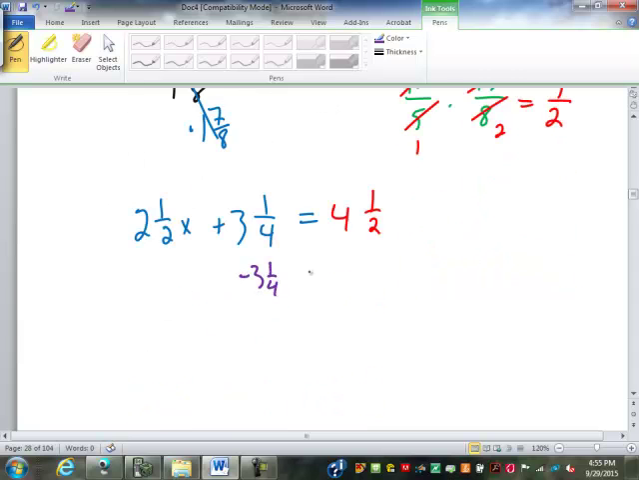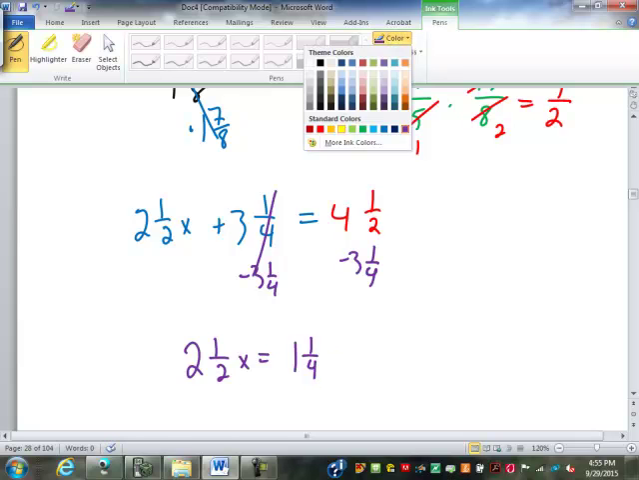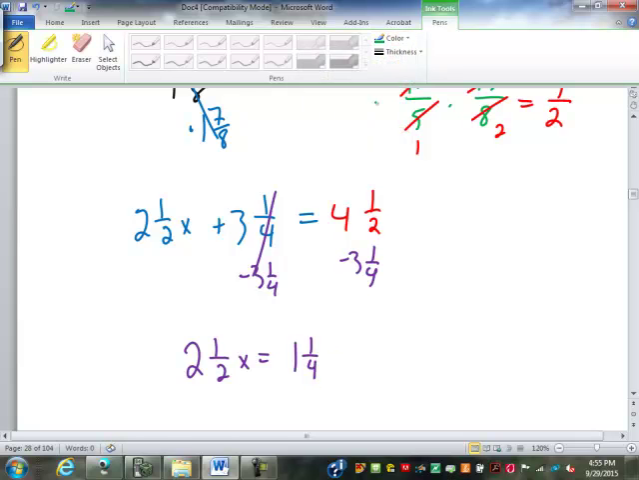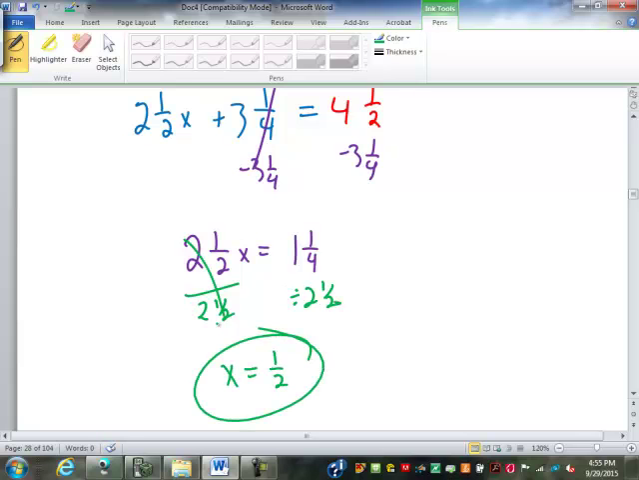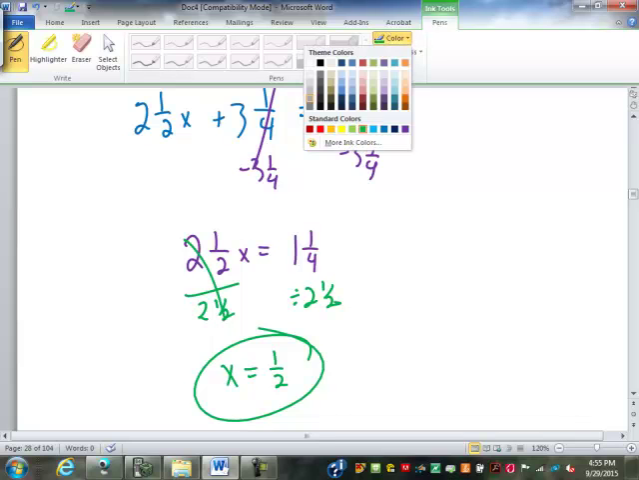Subtract 3 and 1/4. So 2 and 1/2 x equals 1 and 1/4. And then divide by 2 1/2. X equals 1/2. Anybody get 1/2? Good deal.